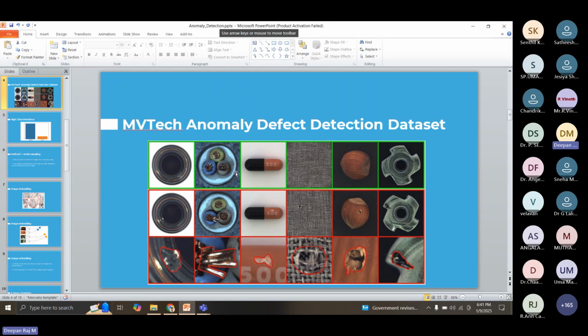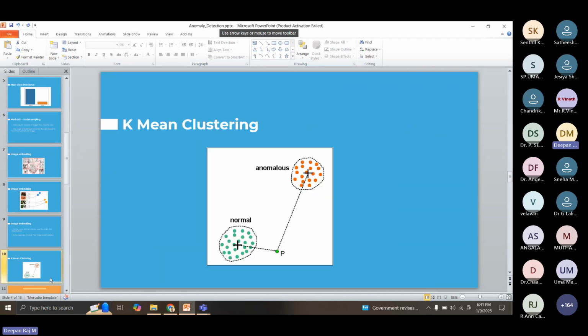So no matter what kind of samples or feature extraction I do, I end up having these two data points. These two circles will be very close to each other. So there's a good possibility of K-means clustering failing in this process as well. Hope this answers your question, ma'am.